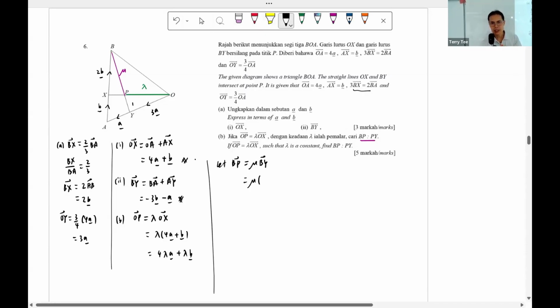Now, your BP is mu BY. BY we got from here. Minus 3B minus A. You can times inside. Minus 3 mu A minus 3 mu B. Okay, question. I got my OP. I got my BP. Question, how to link them together? Look at my diagram here, guys. The pink line, the green line. How can I link them together? Maybe I use the orange line. What is this? BO. Can you link them together? Yeah.